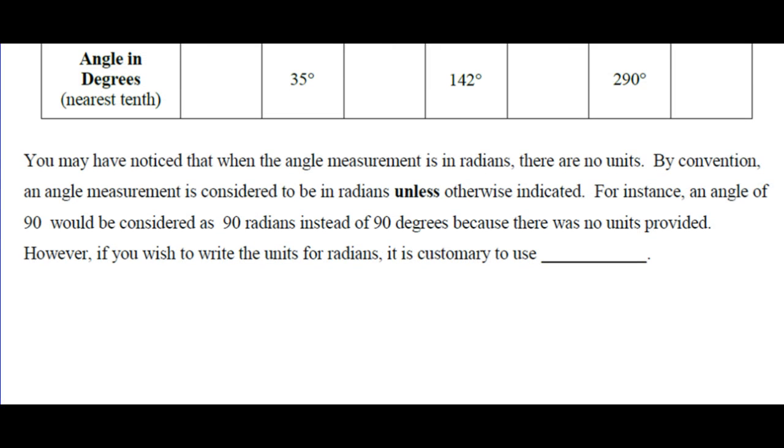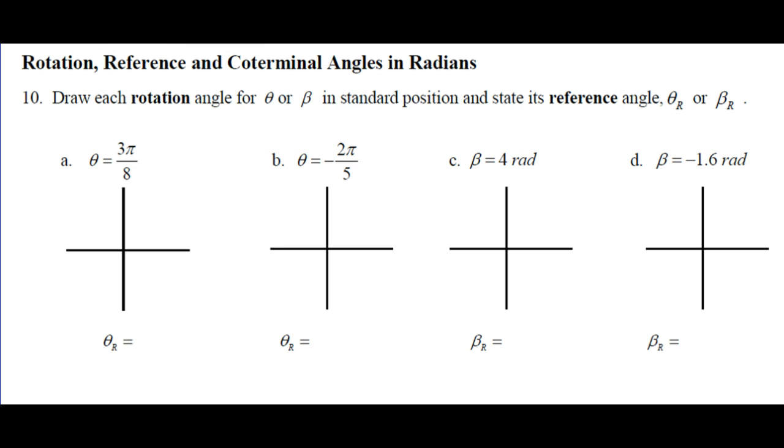You may have noticed that when the angle measurement is in radians, there are no units. By convention, an angle measurement is considered to be in radians unless otherwise indicated, which is there's a degree symbol there. For instance, an angle of 90 would be considered as 90 radians instead of 90 degrees because there was no units provided. If you want to write the units for radians, it is customary to use rad. Okay? So it doesn't hurt to use rad. That distinguishes it. However, do not throw a degree symbol in and then write the word rad after it. That just confuses everybody. It's like, which is it? All right.